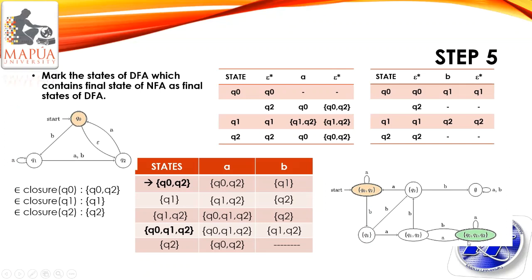And at Q0 and Q2, if it's A, it loops within itself, and if it's B, it will go back to Q1, Q2. While at Q2, if it's A, it will go back to Q0, Q2, but if it's B, it will go to a trap state. And in the trap state, any value will be trapped on that state. So this is the final DFA.